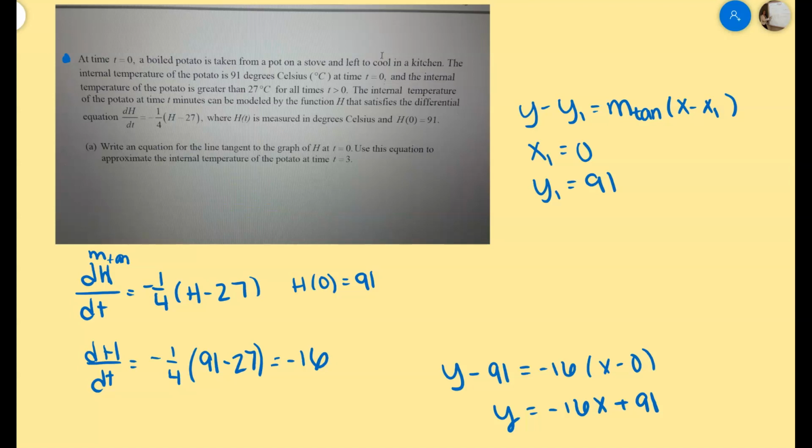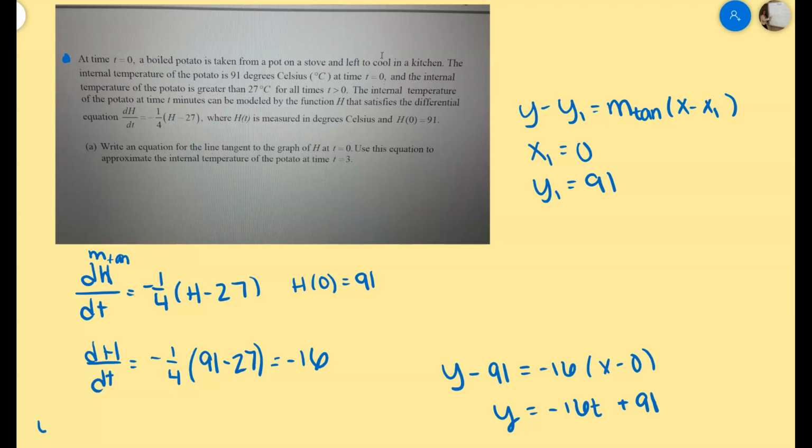If you are delving into what that means, it means that the initial temperature of the potato was 91 degrees, and it is decreasing at 16 degrees, and I guess instead of x we would use t. They wouldn't dock you for that, but to be consistent, it would mean that every minute it goes down 16 degrees.